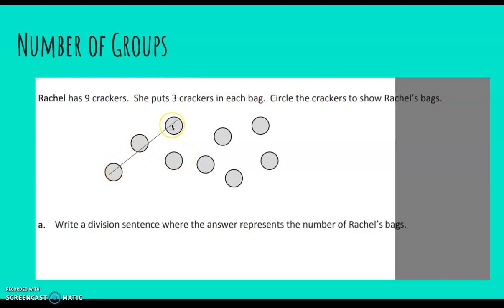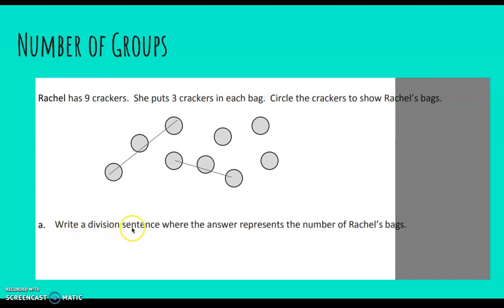So here's my first group. Here's my second group, and here's my third group. So how many groups do I have? 1, 2, 3. And let's check. In each group, are there only 3 crackers? Yes. Then let's look at the next question.